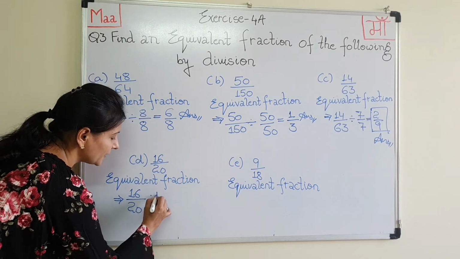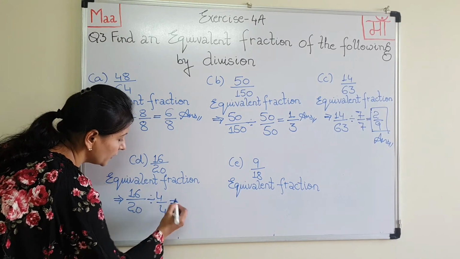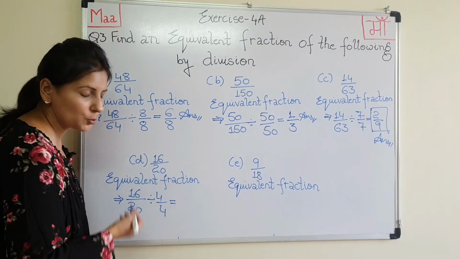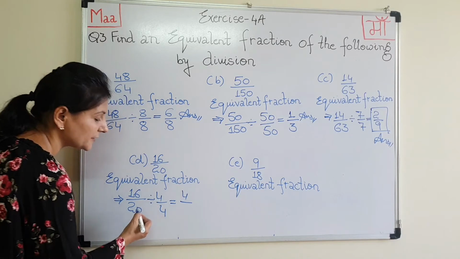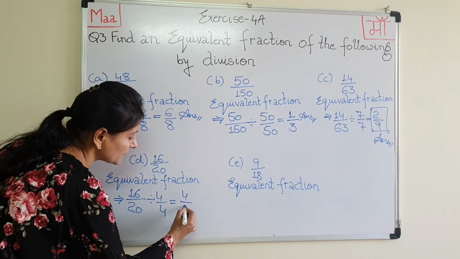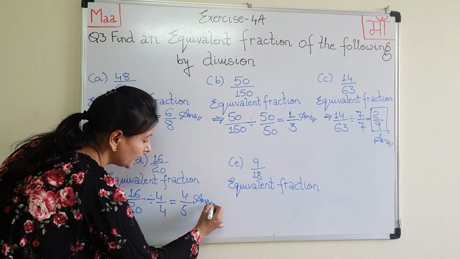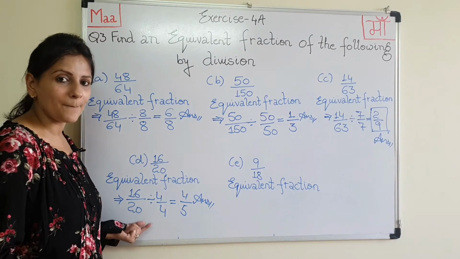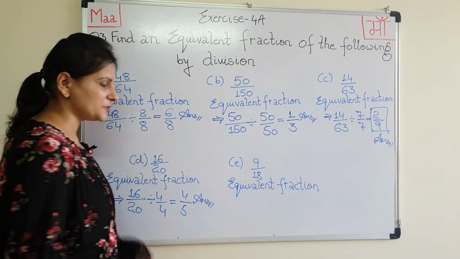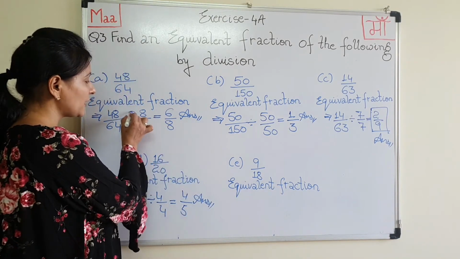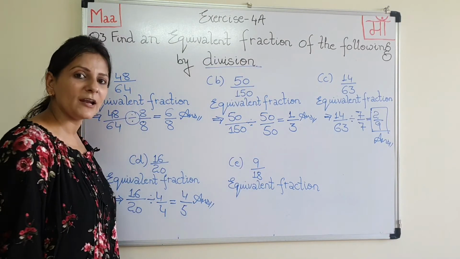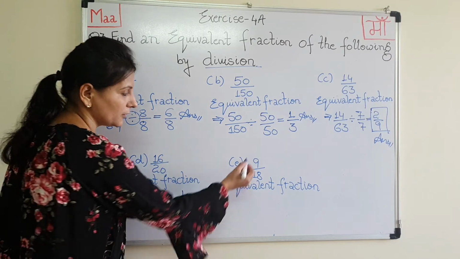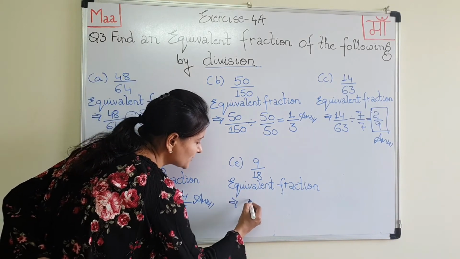So I am dividing it by the table of 4. If you want, you can divide it by the table of 2 also. So in the table of 4, 16 comes 4 times, and in the table of 4, 20 comes 5 times. So 4 upon 5 is an equivalent fraction of 16 upon 20 by division. You understood now why we are putting division sign here, because in the question it is asked to find the equivalent fraction by division. Now let's move on to the last part.